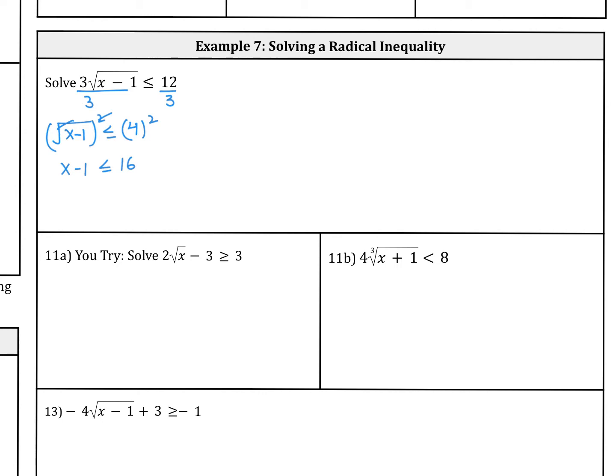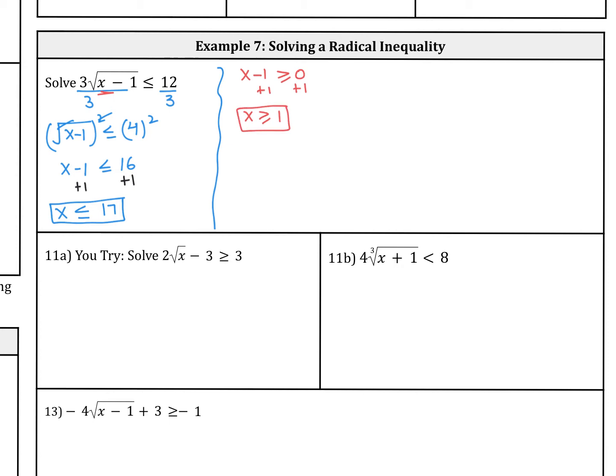Now we add 1 on both sides to get x less than or equal to 17. So this is one of your results. But we have to be careful with the constraint. The constraint is that inside the square root, the expression x minus 1 cannot be negative. So x minus 1 should be greater than or equal to 0, or x should be greater than or equal to 1.